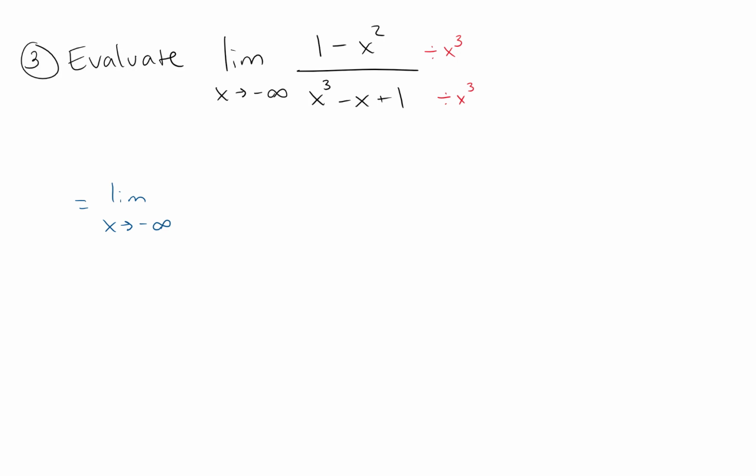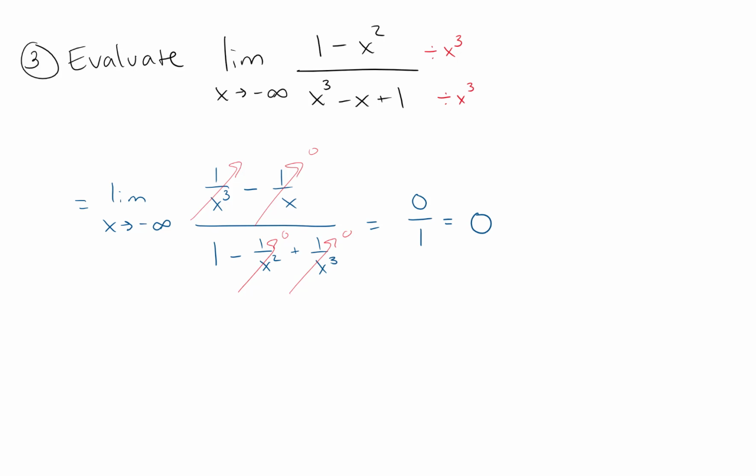Continuing to write our limit, this time we are approaching negative infinity. Simplifying, we get 1 over x cubed minus 1 over x divided by 1 minus 1 over x squared plus 1 over x cubed. And remember, everything that's a little mini fraction with x's in the denominator is going to approach 0 for that limit. So ultimately I get 0 divided by 1 here, which is just 0.